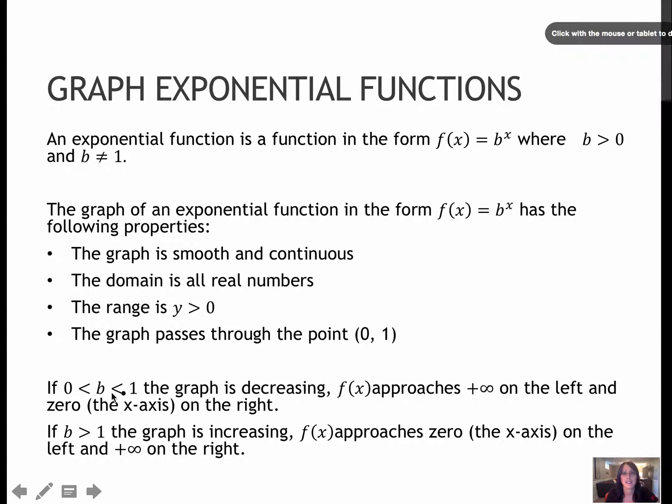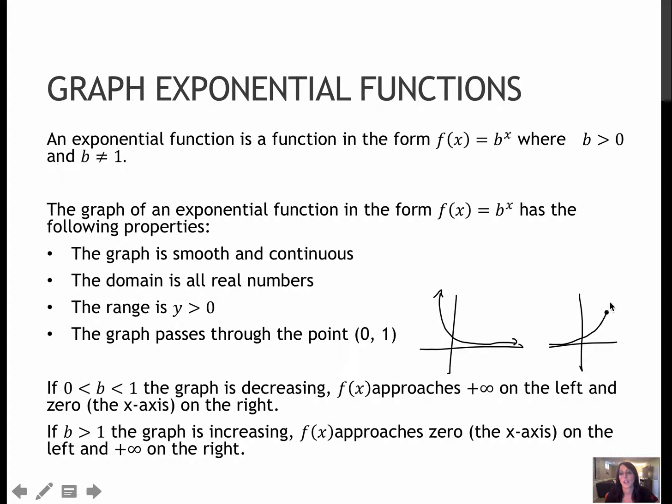If b is less than 1 but greater than 0, then the graph is going to decrease. f of x will approach positive infinity on the left, and on the right, it's going to approach the x-axis, which means it's going to look kind of like this. So on the left, it's increasing forever. On the right, it's getting closer to 0. If b is greater than 1, then the graph is increasing. f of x will approach 0 on the left and positive infinity on the right, which means the other one will look more like this. 0 on the left, positive infinity on the right. Both are exponential functions. It just depends on what that value is.